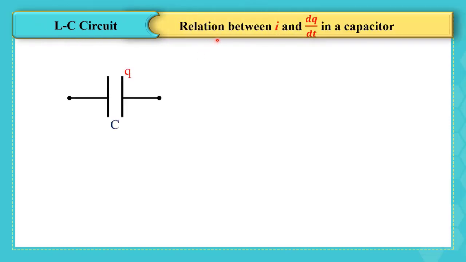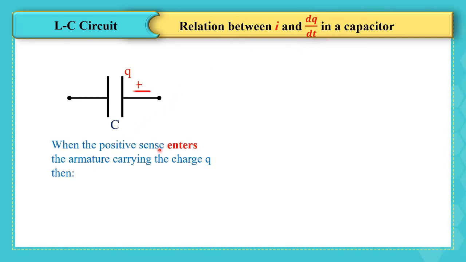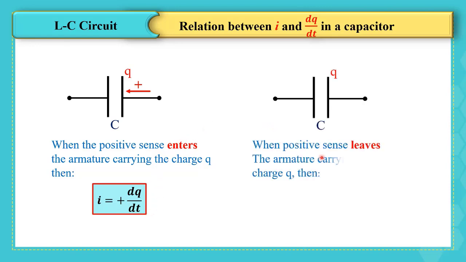Let's focus first on the relation between i and dQ by dt in a capacitor. When the positive sense enters the armature carrying the charge Q, then i equal plus dQ over dt. While when the positive sense leaves the armature carrying the charge Q, then i will be equal to minus dQ by dt.